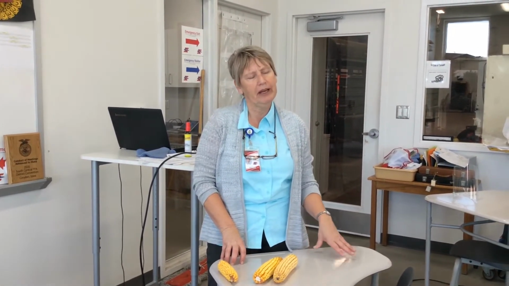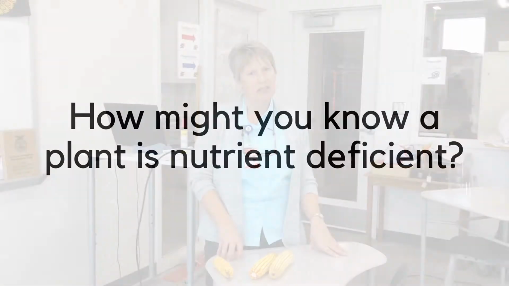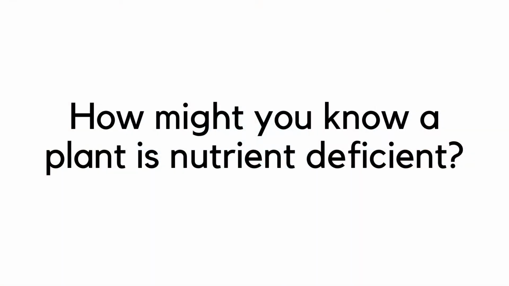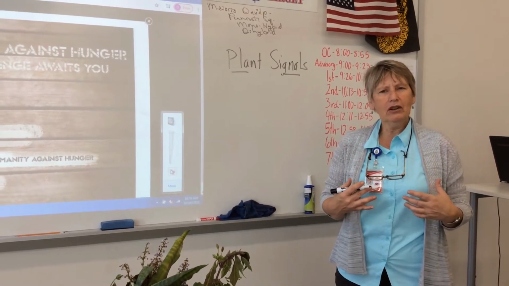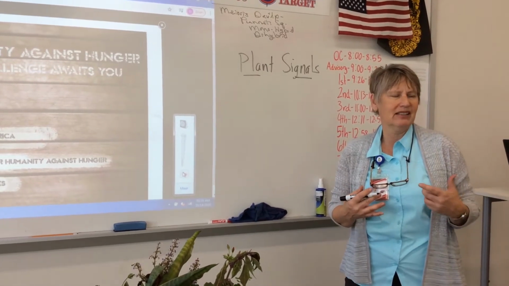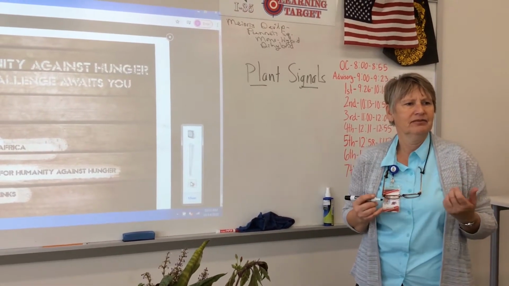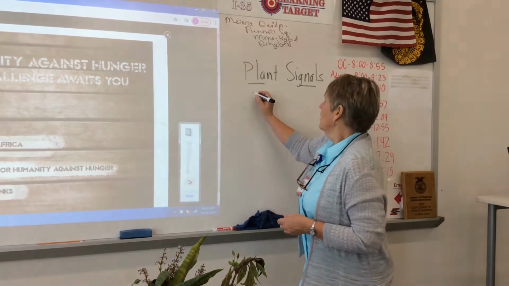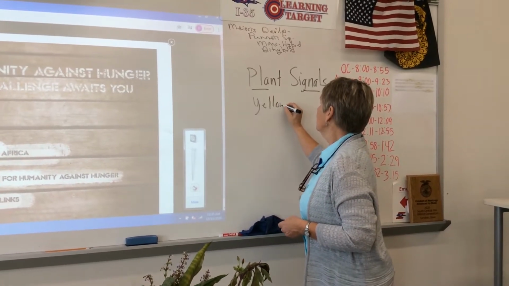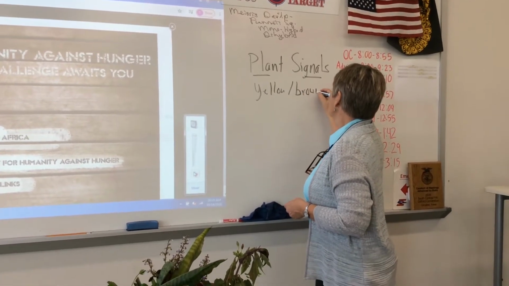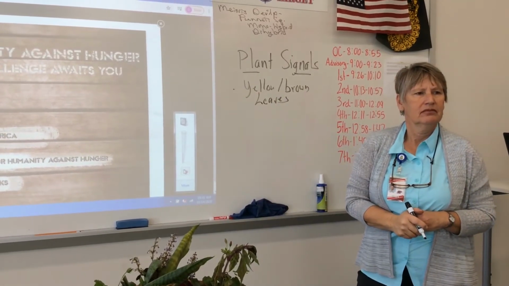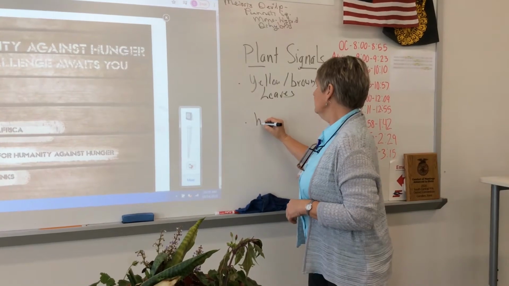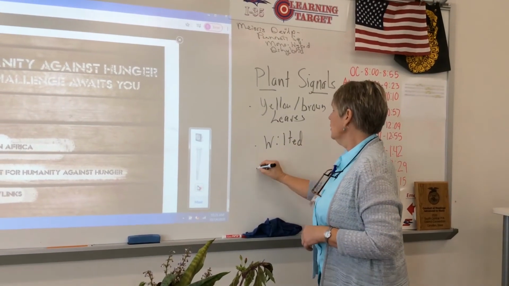So I want you to think for a moment and come up with a few ways you could tell if a plant is nutrient deficient. So we're talking about plants. What are some ways that you could tell, or signals that plants give us that maybe they don't have enough nutrients? Their leaves may turn yellow or brown. Okay, yellow or brown leaves. Okay, another way. They may look wilted or falling over. Okay, they may be wilted. Do you have any more?